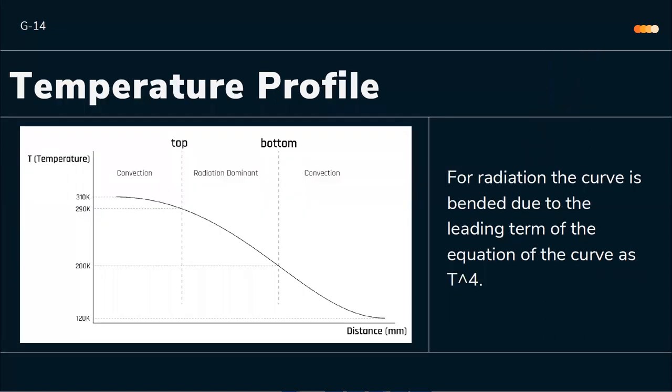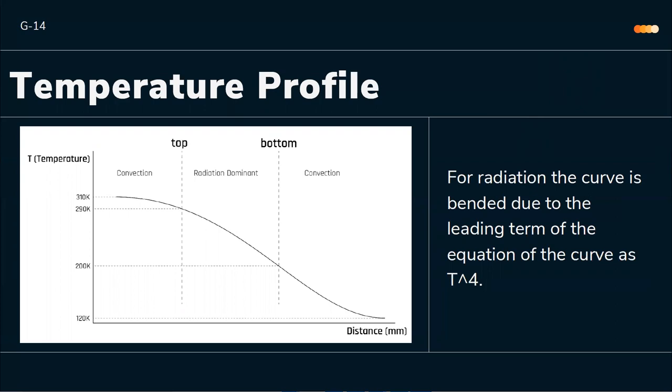Now coming to the temperature profile. Firstly, the temperature profile is divided into three parts, two of which are outside the sheet and the other inside the sheet. For the outside part, it can be easily seen that convection is dominant, and so the corresponding temperature profile is drawn.